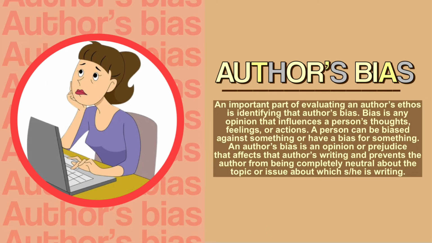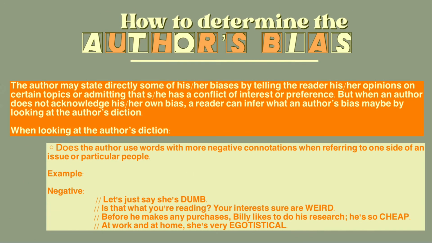Author's bias. An important part of evaluating an author's ethos is identifying that author's bias. Bias is any opinion that influences a person's thoughts, feelings, or actions. A person can be biased against something or have a bias for something. An author's bias is an opinion or prejudice that affects that author's writing and prevents the author from being completely neutral about the topic or issue about which he or she is writing. How to determine the author's bias?